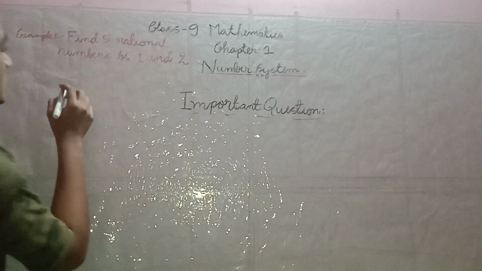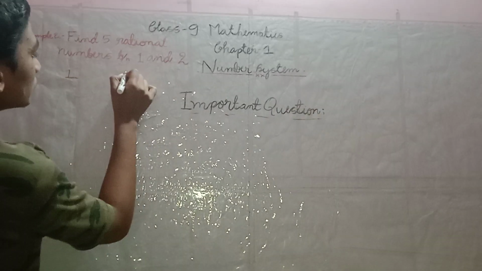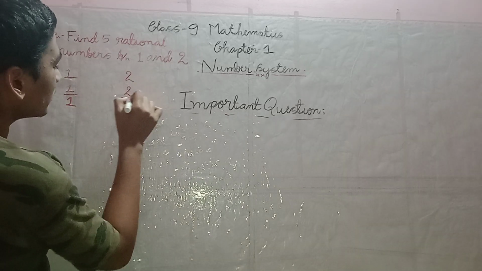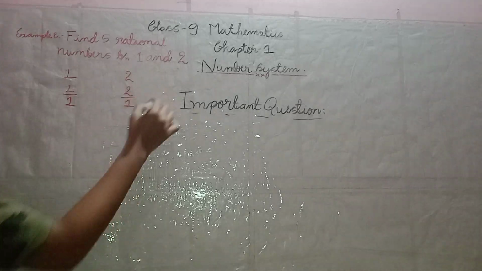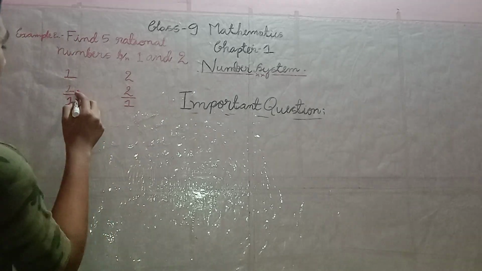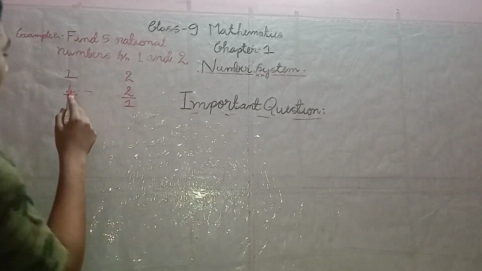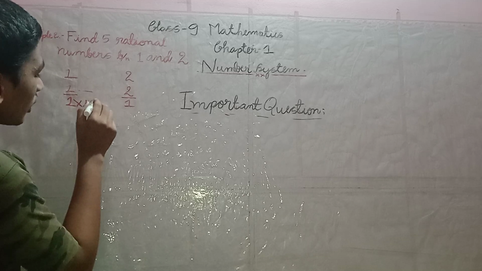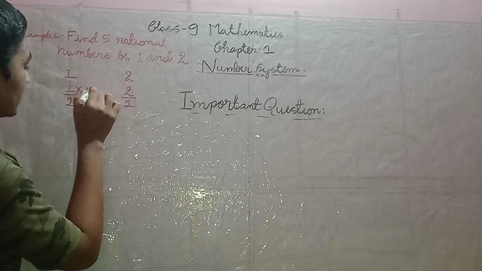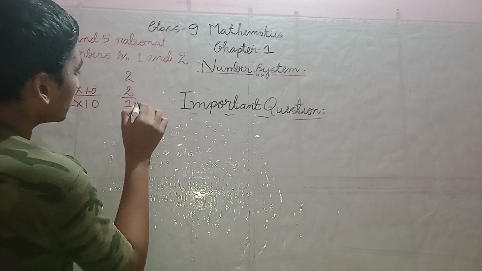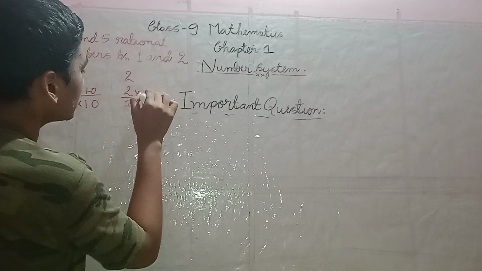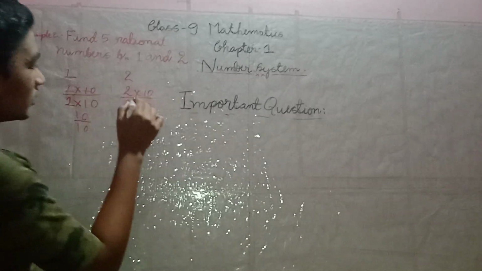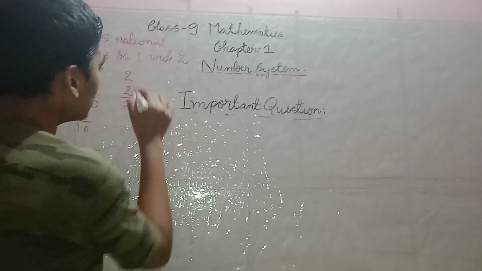To find the rational numbers between 1 and 2, 1 can be written as 1 by 1 and 2 can be written as 2 by 1. We are treating this in the form of p by q to make it easier. We can't find the rational numbers between 1 by 1 and 2 by 1 directly. What we need to do is multiply both the numerator and denominator by 10 for both numbers. So we get 10 by 10, which is nothing but 1, and 20 by 10, which is nothing but 2.